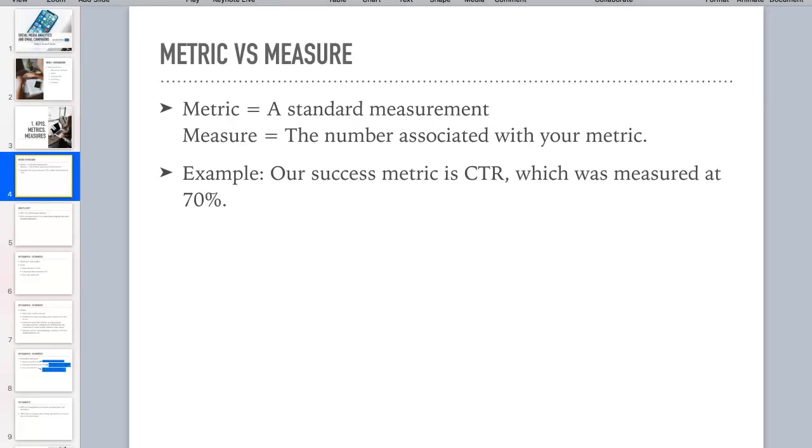An example in marketing speak would be: our success metric is the click-through rate, which was measured at 70%. So the metric is the click-through rate and the measure is the actual result. We just want to make sure that you know the difference between the category you are measuring and the goals you're trying to reach. So the category is the metric of click-through rate, and the goal, let's say, was 70% in this category, and you had measured at 70%. So you had met your goal in that metric based on the measurements.